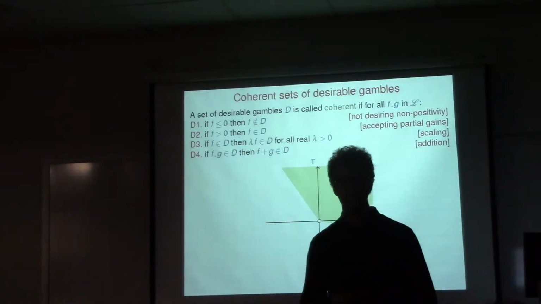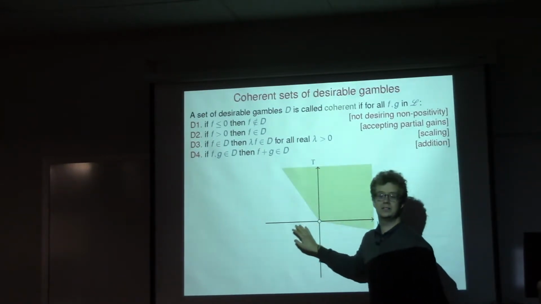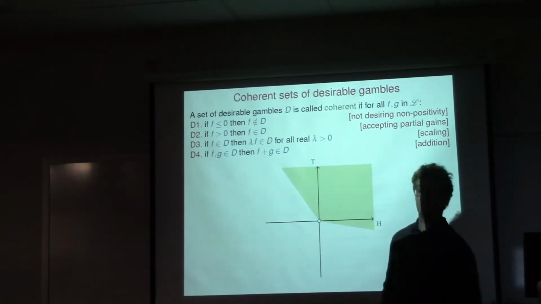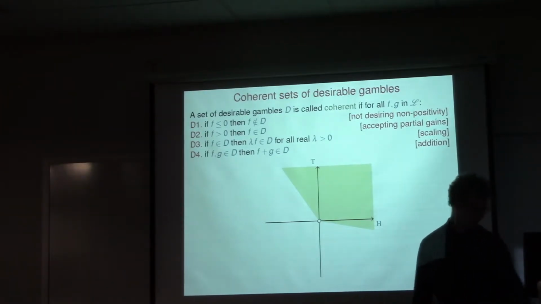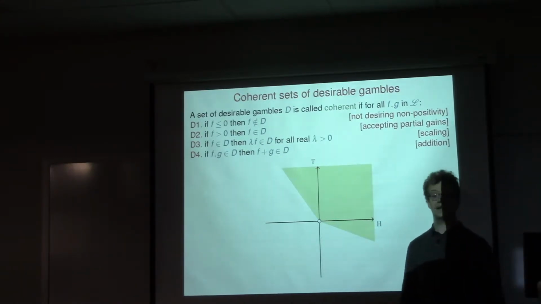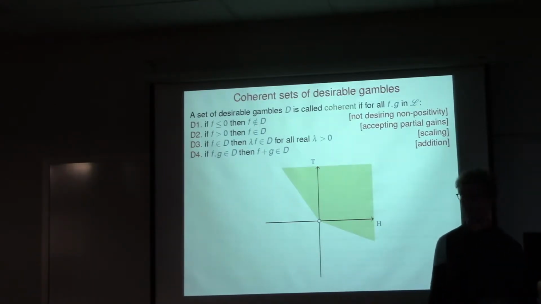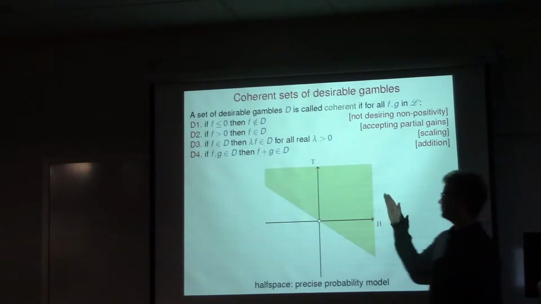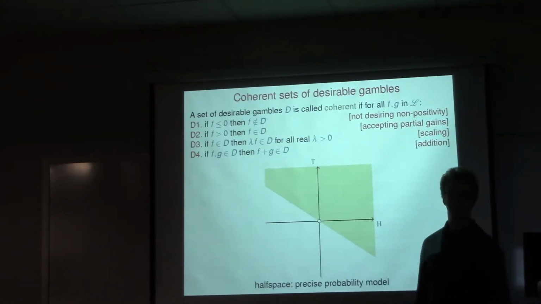So any convex cone that includes the positive orthant and has nothing in common with the negative orthant is a coherent set of reliable gambles. For instance, this one is a cone, and this one as well. I added some gambles here. Can I keep on adding? I can add for a bit, but I cannot keep on adding indefinitely. I can keep on adding until I have a half space, in this case, a half plane.